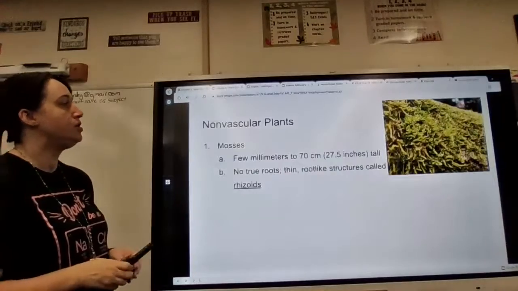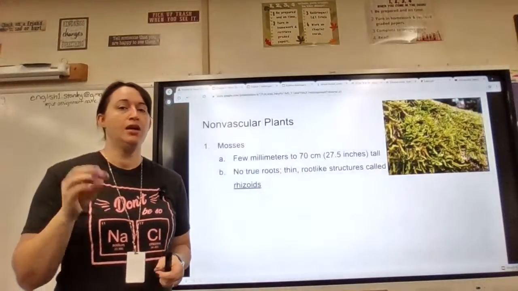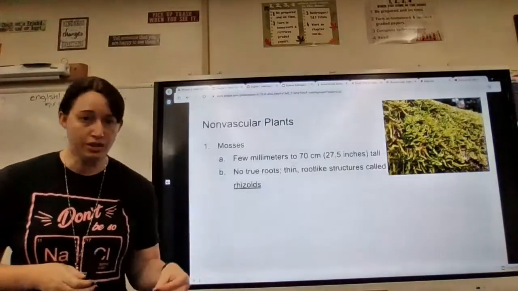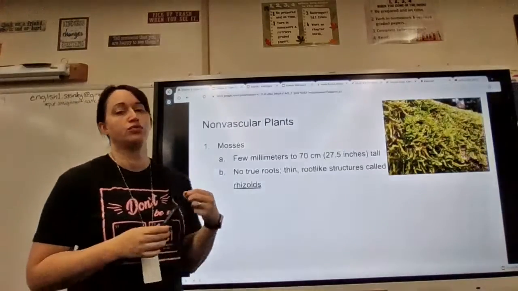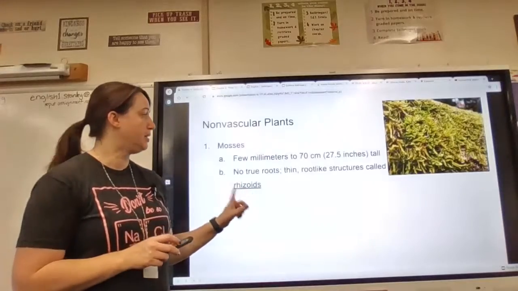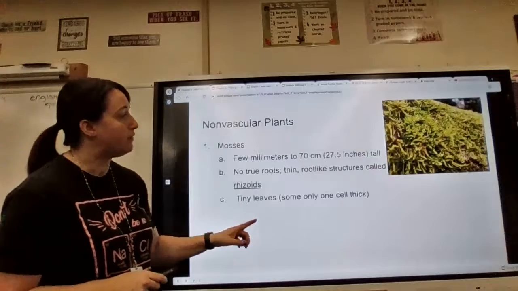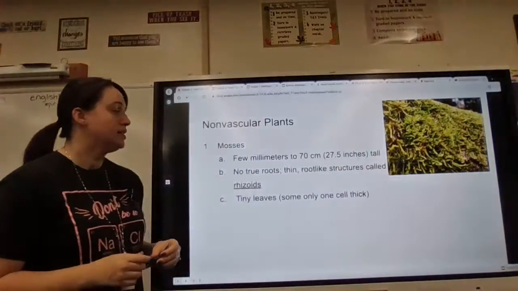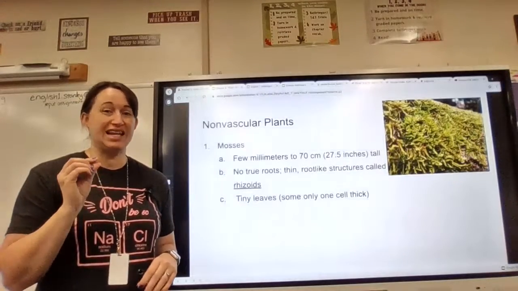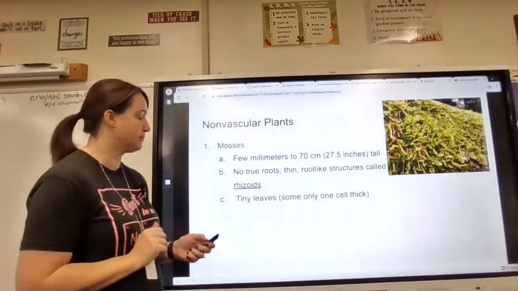You will notice when you pull moss off of a tree or a rock that there are these little fibers. Those aren't actually true roots. They look like roots, but they are actually called rhizoids. Now remember that. That's one of your terms. They are called rhizoids. They are not true roots. They have very, very tiny leaves. Sometimes the leaf on a moss can be as thin as a cell thick. That is smaller than you can even imagine.